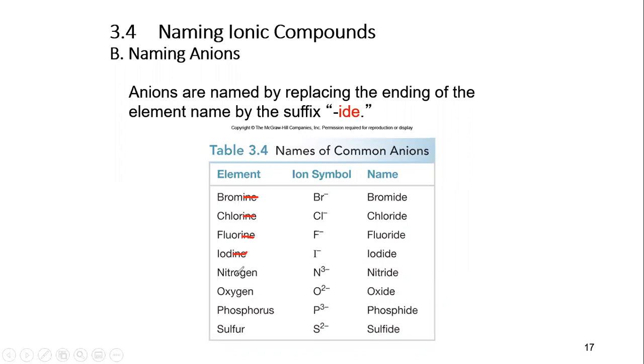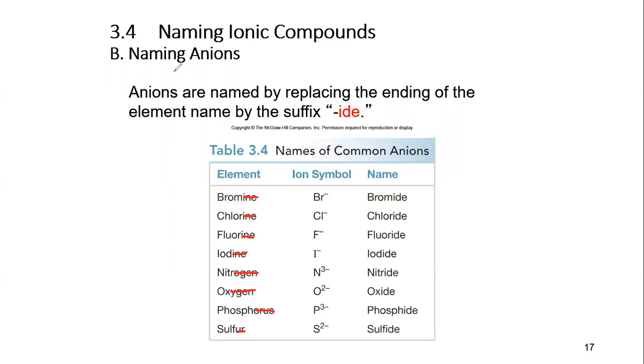Now with nitrogen, you have to drop off the OGEN to get nitride. For oxygen, we just retain the OX, so we get oxide. And phosphorus, we drop the ORUS to get phosphide. Sulfur is a little different. Sulfur, we drop the UR to get sulfide. And these are the main anions that we use. Now for any other anion that's not listed here, all you do is drop the ending and replace it with IDE.